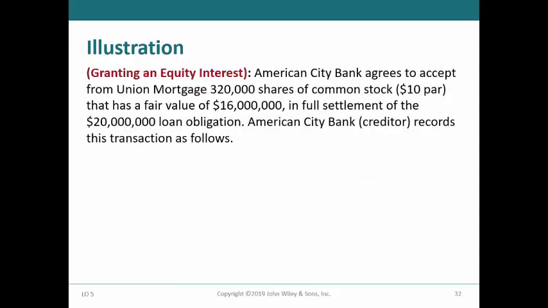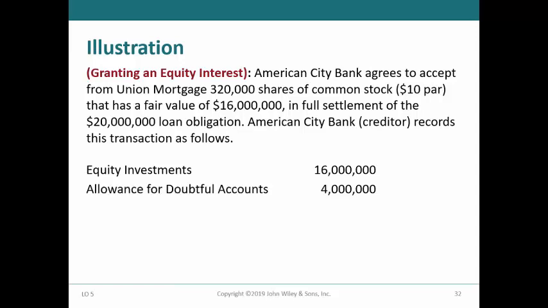If American City Bank instead agrees to accept 320,000 shares of common stock from Union Mortgage that has a fair value of $16 million in full settlement of the loan, then the entry would be a debit to equity investments for $16 million, a debit to allowance for doubtful accounts for $4 million, and a credit to notes receivable for $20 million.